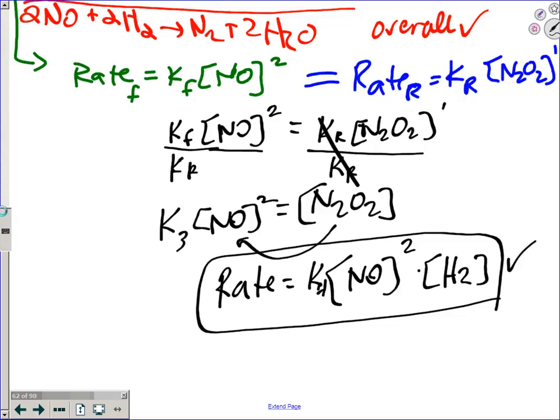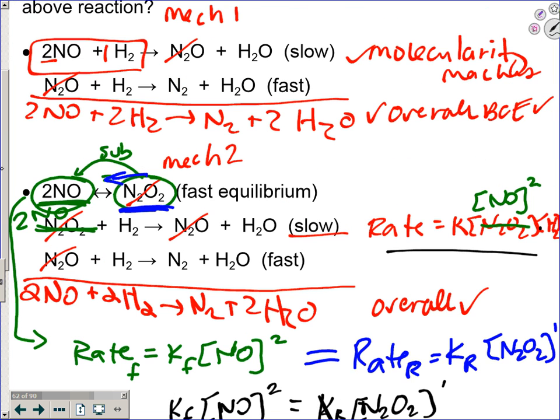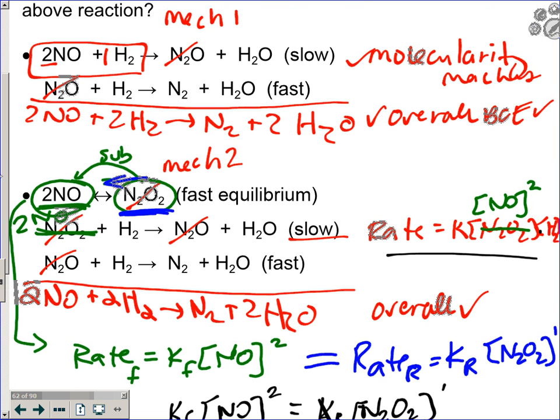So that's the thing. Like I said, we cannot prove a mechanism. We can only look at the two criteria to say that this mechanism is viable for the reaction given. So neither one is better. They put both because we don't really know which is the correct one.